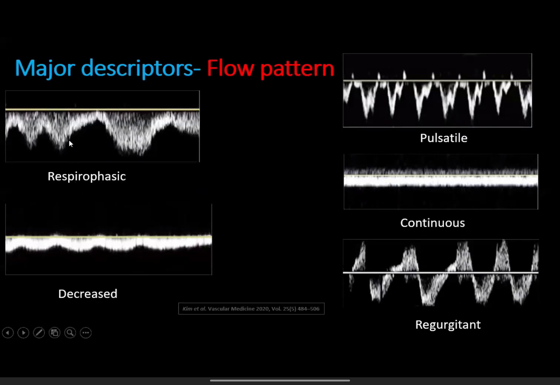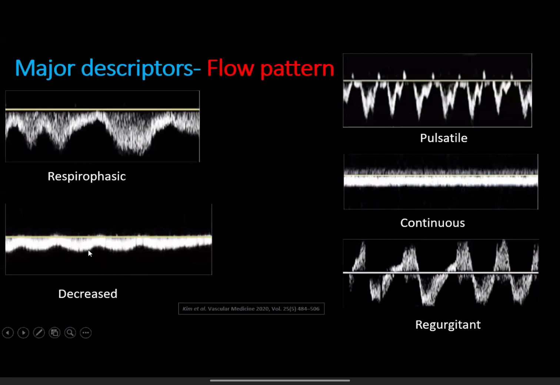Now, respirophasic flow, we may see certain decrease in the flow velocity and increase and decrease because of the pressure changes within the abdomen on inspiration and expiration. When there is inspiration, the intra-abdominal pressure rises, there is flow reduction. And in expiration, there is flow increase. And the reverse is there in the thoracic and upper limb vessels and upper central vessels. So this is the normal respirophasic effect.